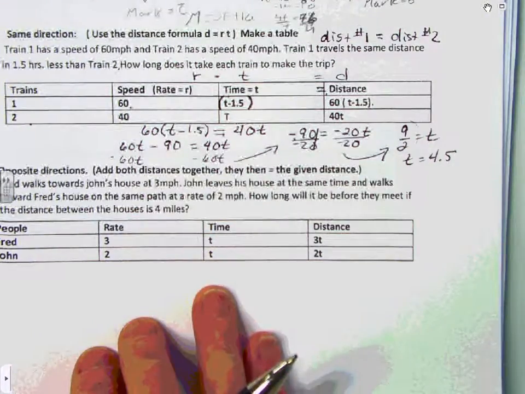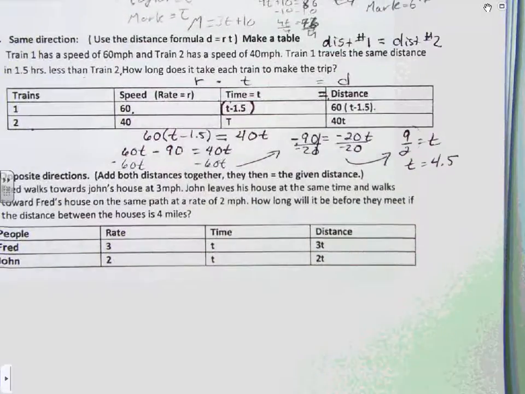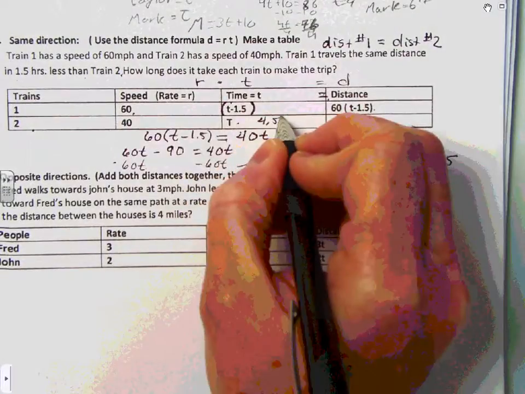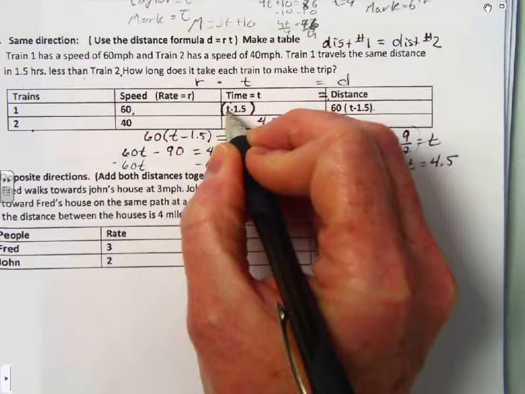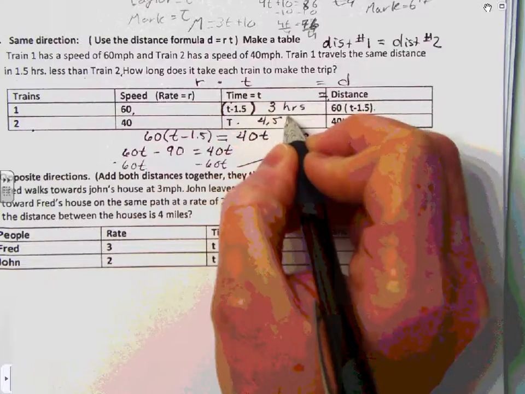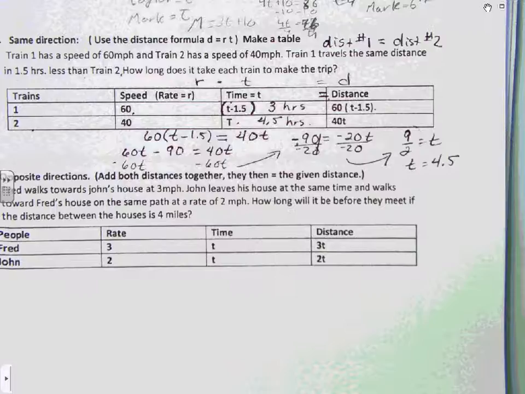What is the question about, though? How long does it take this train? So I actually have to go back and find both answers, don't I? So if this train was 4.5 hours, if I plug it in here, what am I going to get? 3 hours. So did I find exactly what they wanted me to find? Yeah. Was that okay with the table? It's not too bad. Yes, ma'am.